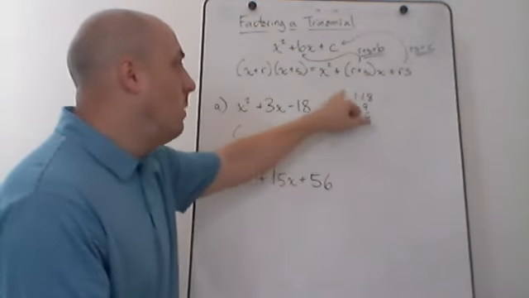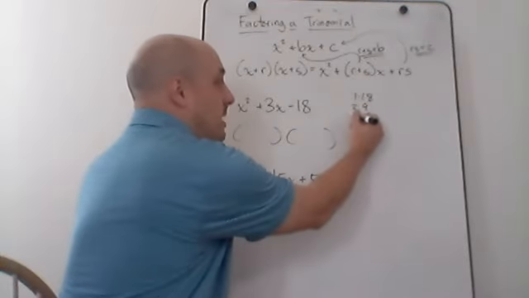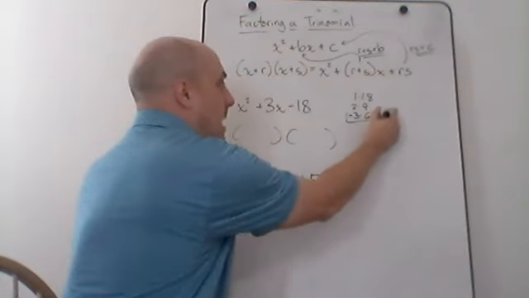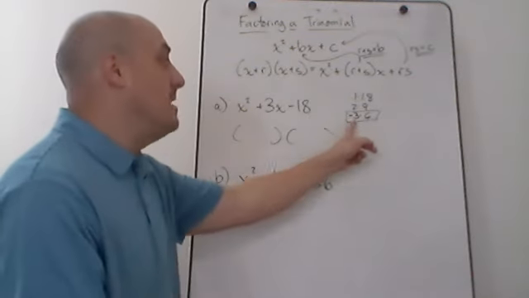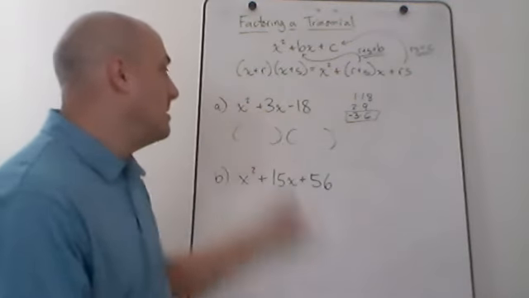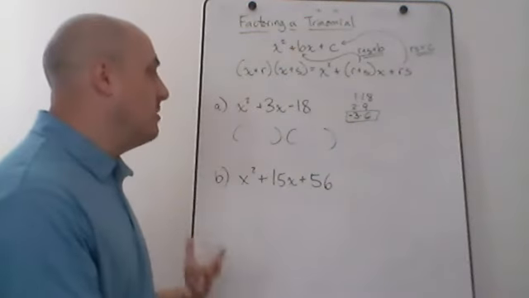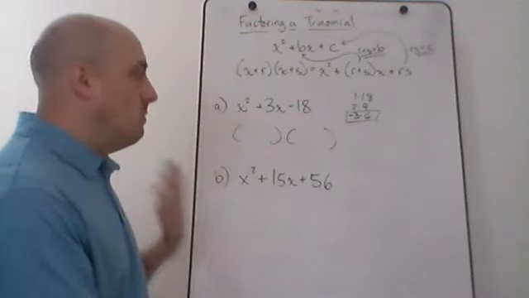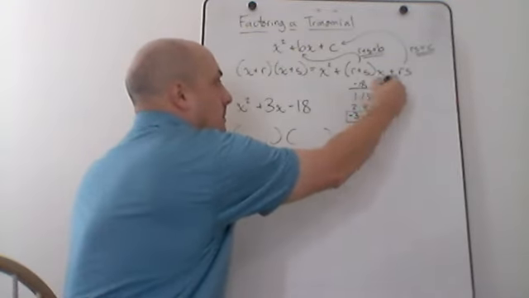Which means one of these numbers that I have here has to be negative. And for this last one, if I make it a negative 3 times a positive 6, that's going to multiply to negative 18. And when I add negative 3 plus positive 6, that's going to add up to a positive 3, right? So, when you're doing this type of factoring, if you don't see right away what numbers are going to work, you can make a little chart.